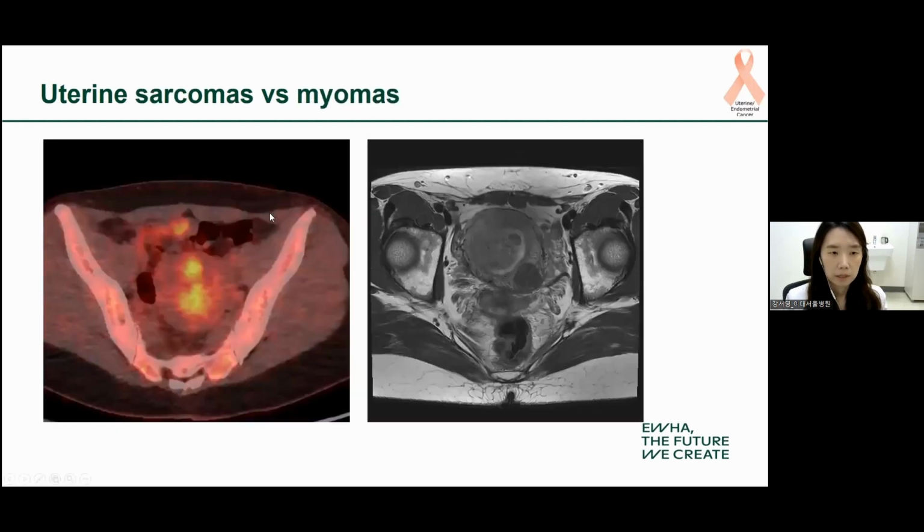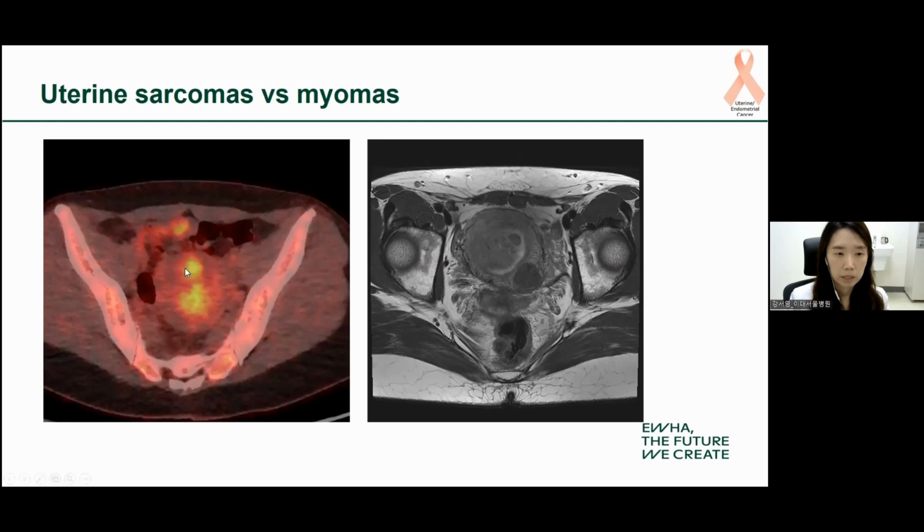This is another case of suspicious myomas in the uterus. In the MRI, there are 2 mass lesions in the uterus, so it is suggestive of leiomyomas. However, the clinician wanted to rule out uterine sarcomas, so performed FDG PET/CT. The 2 lesions seen in the uterus have hypermetabolic activity.